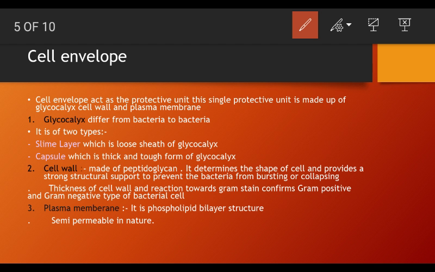And the plasma membrane is a phospholipid bilayer structure. It is semi-permeable in nature, right? The phospholipid bilayer structure is something like this.